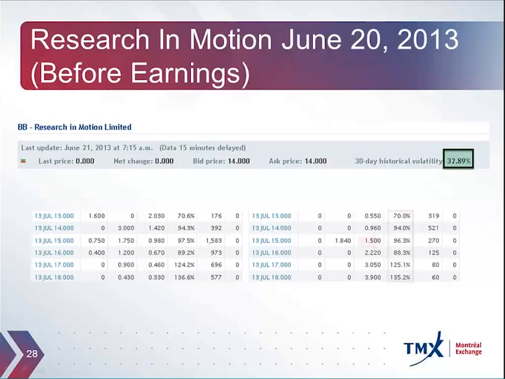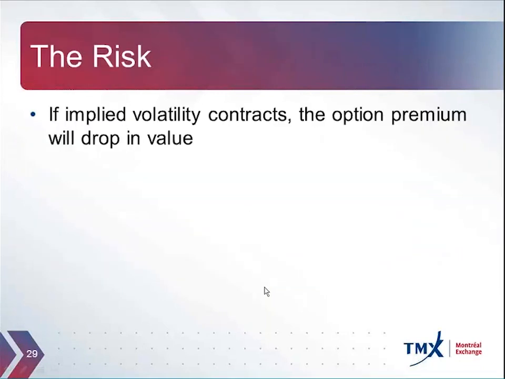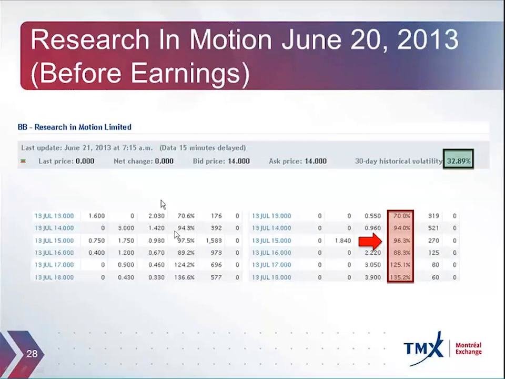Now, if we take a look at what, let's say, a 15-strike put option is worth, and not even necessarily 15-strike, any of these option contracts that you can see highlighted by this red box, you'll notice that the historic volatility is 32.89, but the implied volatility variable is sitting at 70%, 94%, 96%, 88%, 125%, 135%, and the same goes for the call side as well.